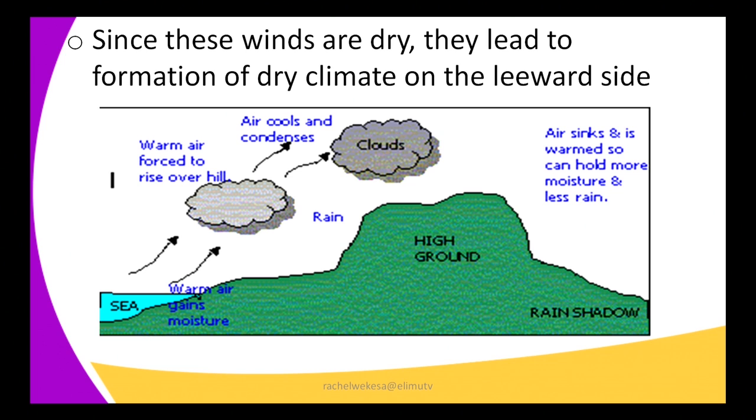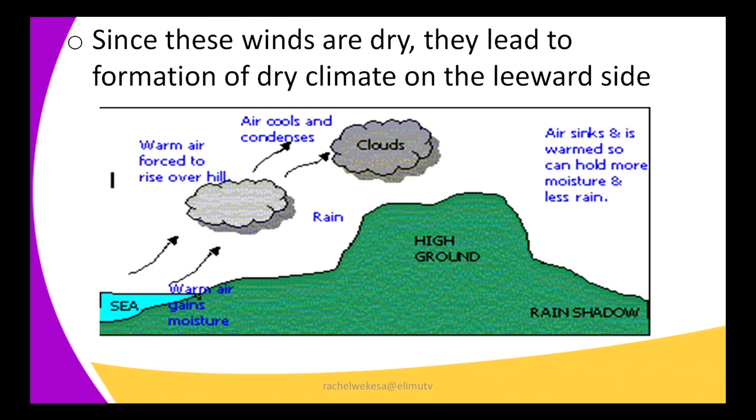So the moisture will go up the mountain, where it will be forced to cool upon reaching the clouds. And when it cools, after it has reached the clouds, it will condense. When it condenses, they form clouds, and these clouds, when they get too heavy to be suspended above the surface of the earth, will fall down as rainfall.